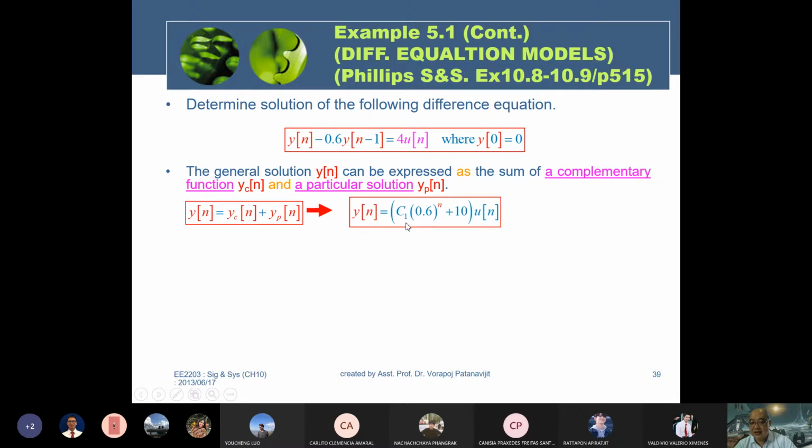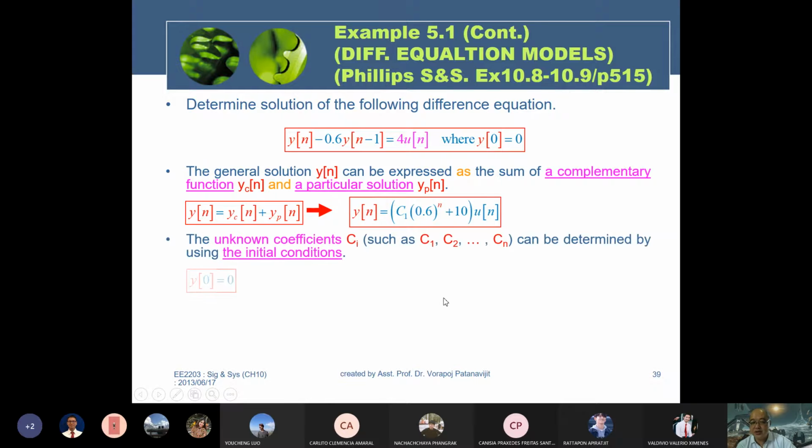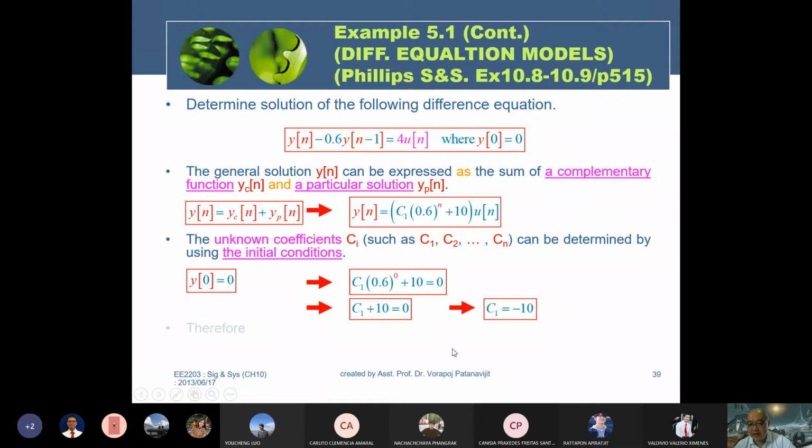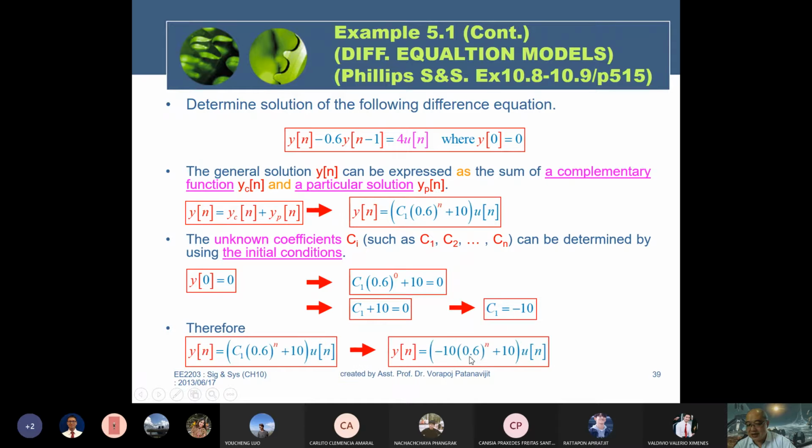Now in this case, C1 is still unknown in your general solution. You can determine C1 by using the initial condition. The initial condition gives you y0 equal to 0. The unknown coefficient C1 or Ci's can be determined by using the initial condition. You use y0 equal to 0. Substitute n to be 0, which gives you 0 here. Anything power 0 gives you 1. Therefore, you get C1 equal to minus 10. You substitute it back, giving yn equal to minus 10 times 0.6 power n plus 10un.